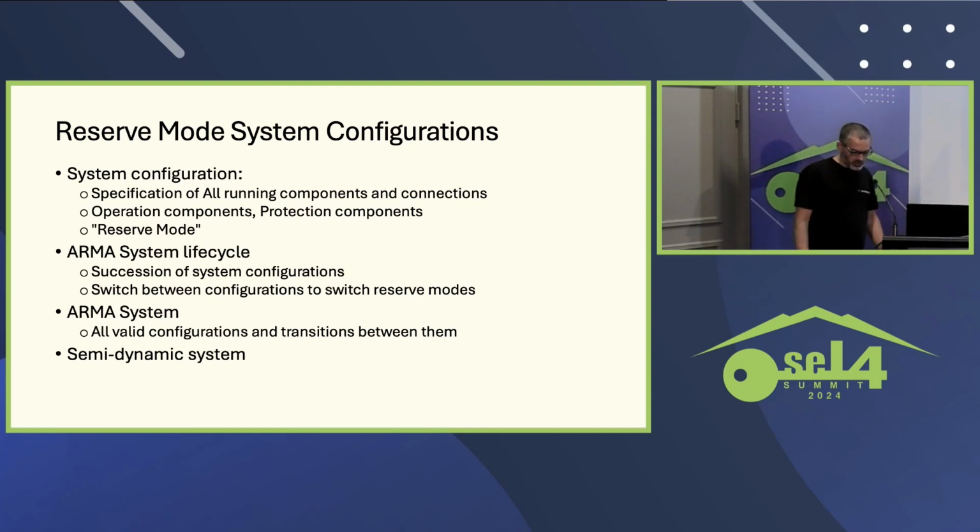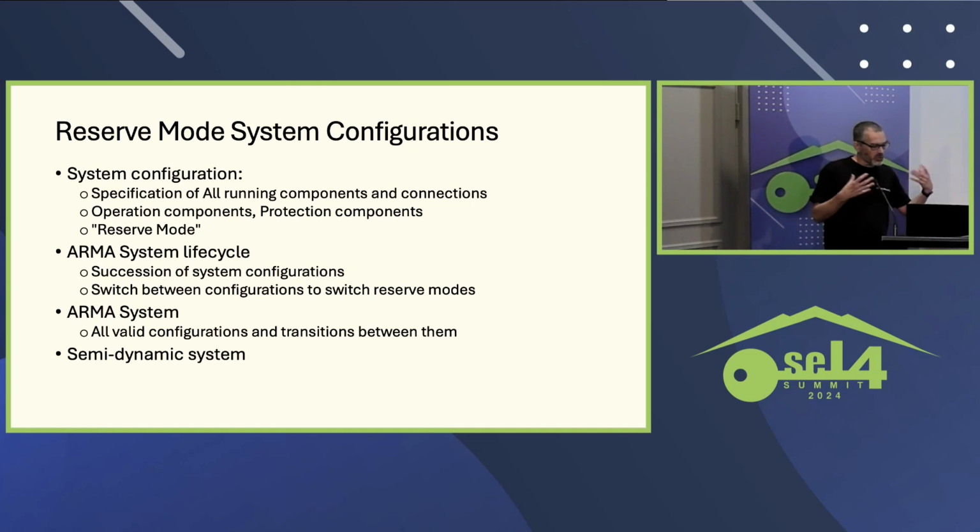So the first thing I want to do is take what Lance has talked about with the reserve modes and this little matrix, and extend that a bit with this concept of system configurations. A system configuration is basically a specification of all the running components and connections on a system. Think of like a CAmkES spec or a Microkit spec. It's basically just saying these are all the things running on the system. It includes the operation components and the protection components of both of those roles. And often, colloquially, we talk about these system configurations as each system configuration is a reserve mode.